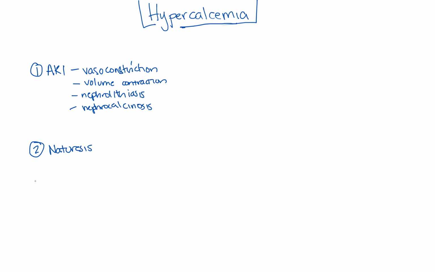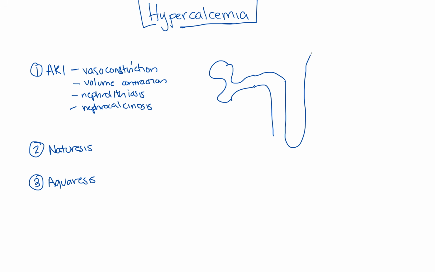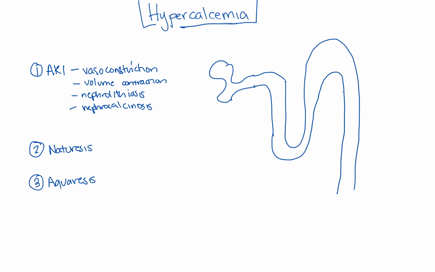Now the next mechanism is aquaresis. As we all know, ADH is important for diluting and concentrating our urine, or helping regulate the concentration of our urine. And ADH activates the aquaporins in the collecting ducts. Turns out what hypercalcemia does is calcium eventually leads to inhibition of this aquaporin activity, and by inhibiting the aquaporin activity, you have water losses in the urine, and so you get aquaresis.